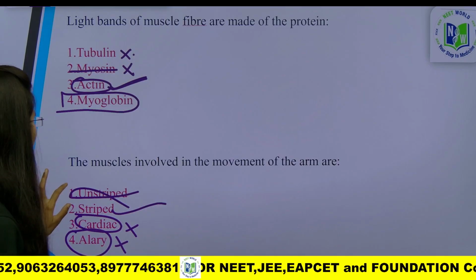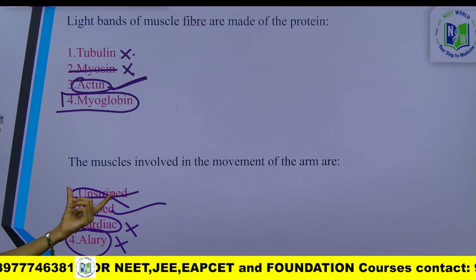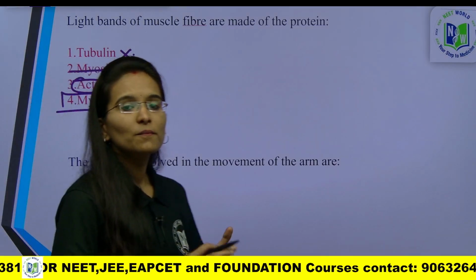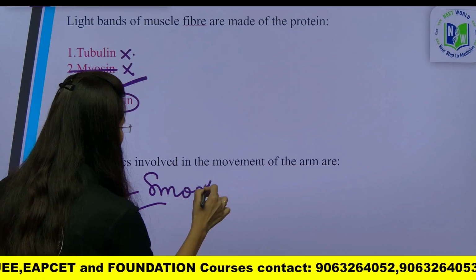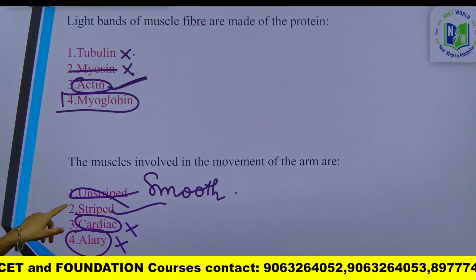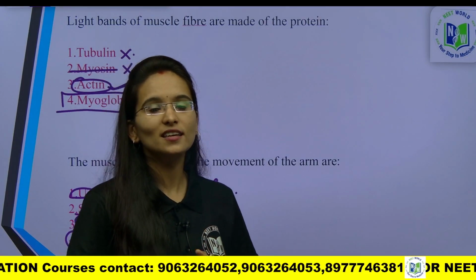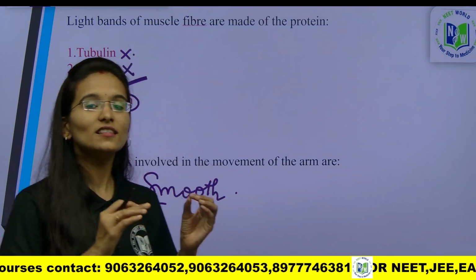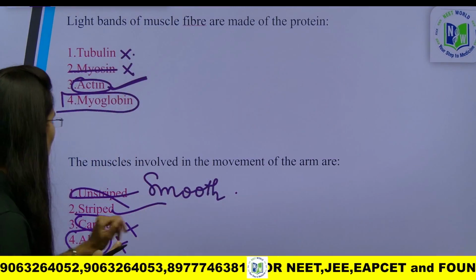So why are 1, 3 and 4 wrong? See here, unstriped muscle in the sense this is going to be a smooth muscle, right? Yes. Next, when it comes to option 2, striped in the sense striated muscle, okay, striations we can see in the skeletal muscle, okay, that skeletal muscle is only going to show the voluntary action. So, this will be the right option.